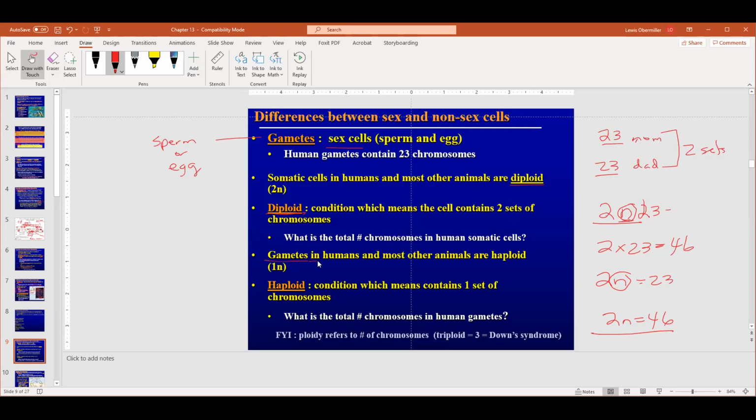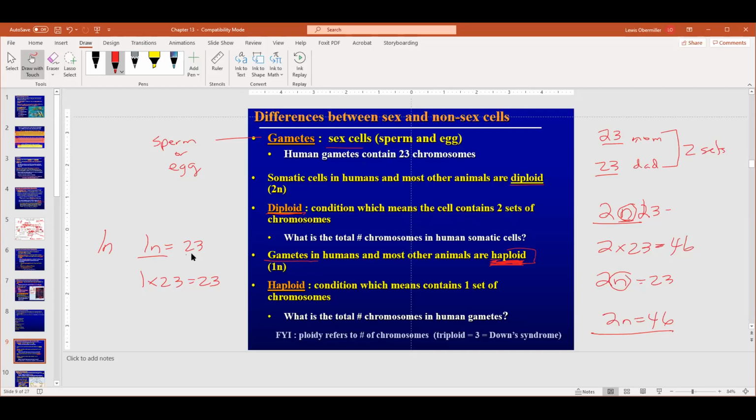So gametes are haploid. Now I know that this is a different word. We might say uniploid or whatever, but they just use haploid, and this is just how scientists, geneticists, talk. So you're going to need to know that word. So haploid means 1n, right? And since n is 23, 1n equals 23, because 1 times 23 is 23.